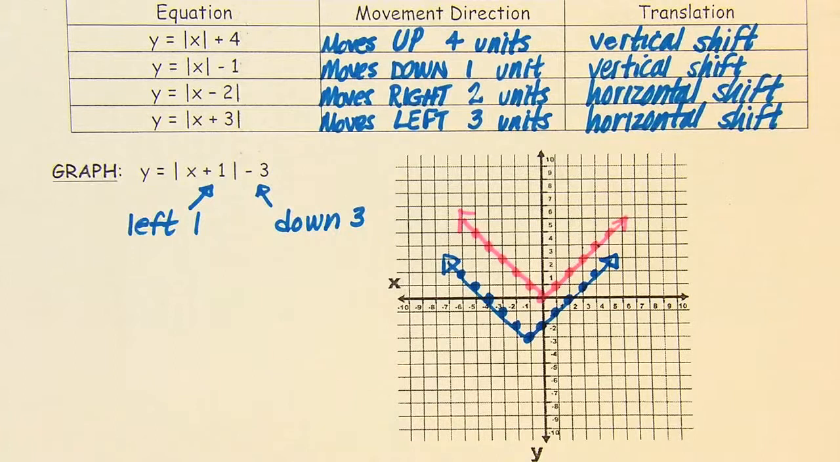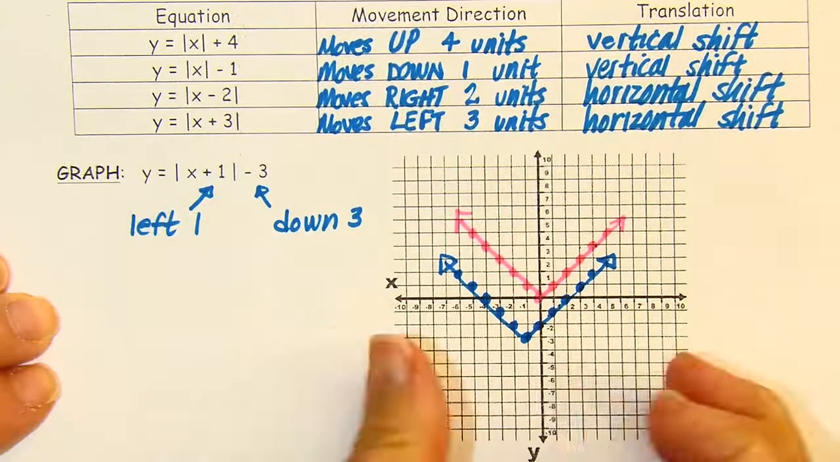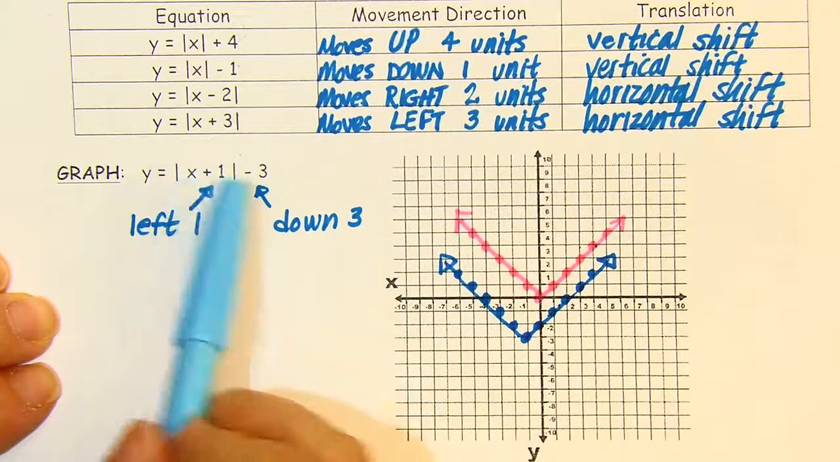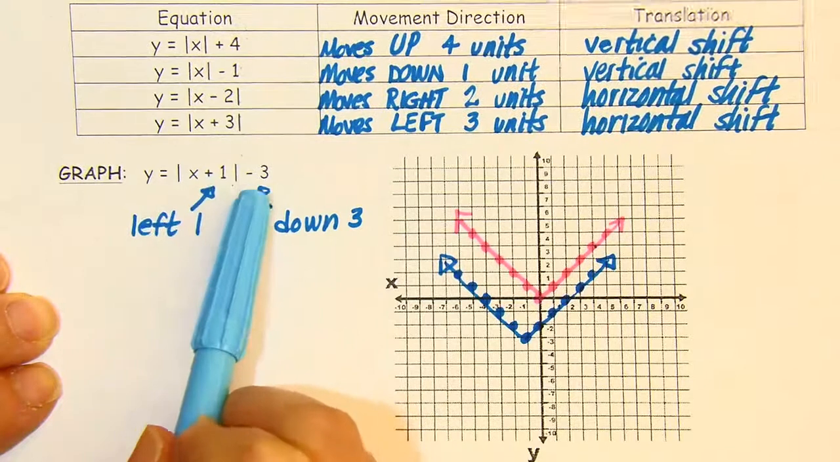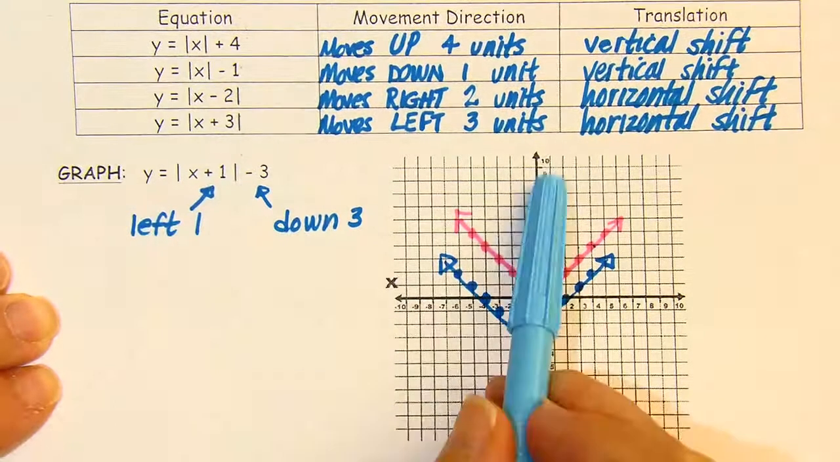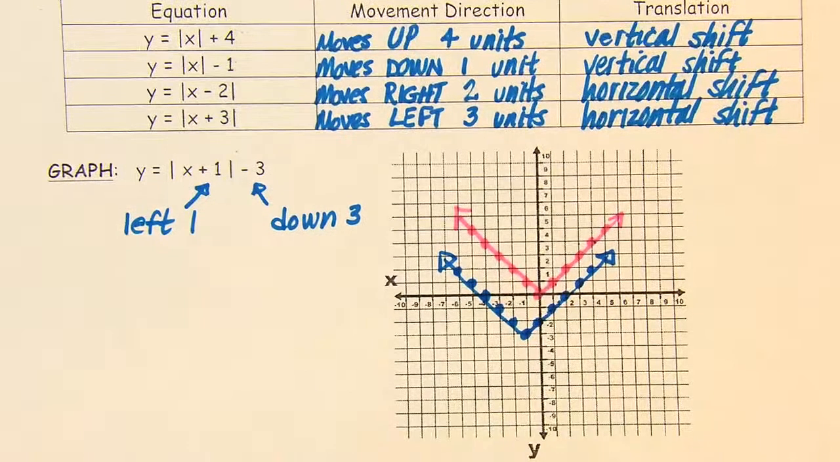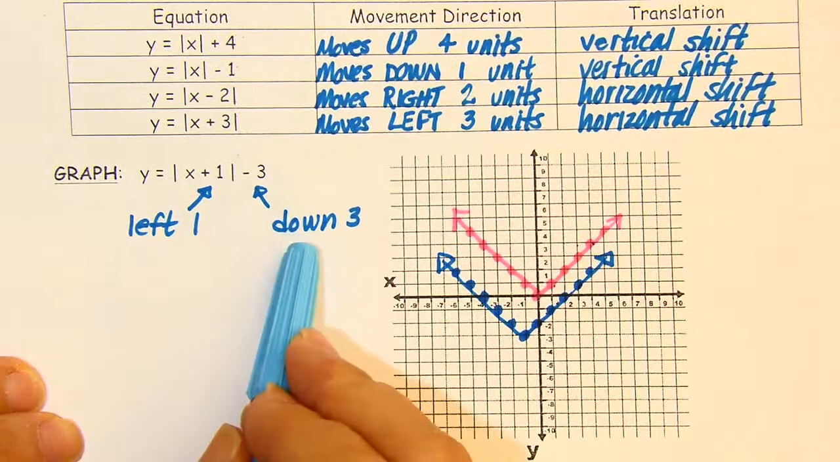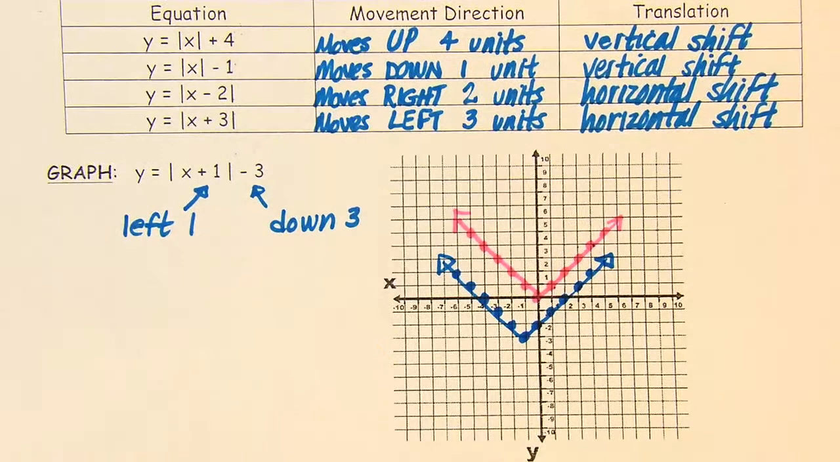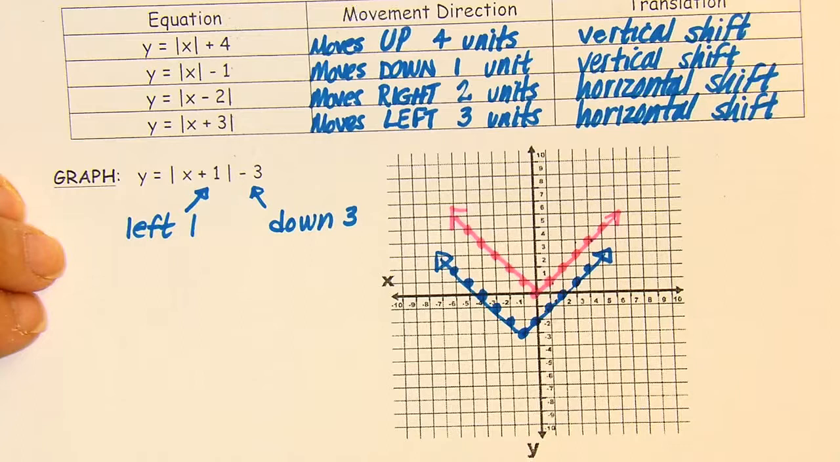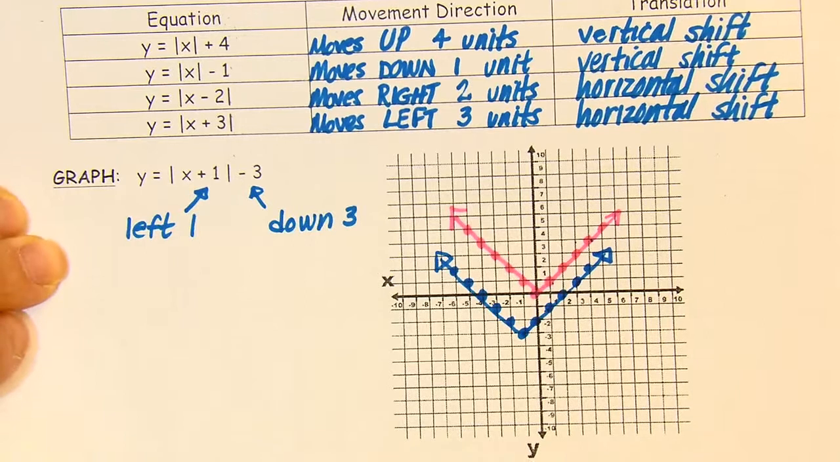When it's grouped in with x, we move left-right on the x-axis in the direction opposite the sign. And then when it's not grouped in with x, that's a y-axis movement, a vertical movement up and or down. And in this case, down because it's negative. So if you have questions on that, post a comment on the discussion board or ask a question in class.